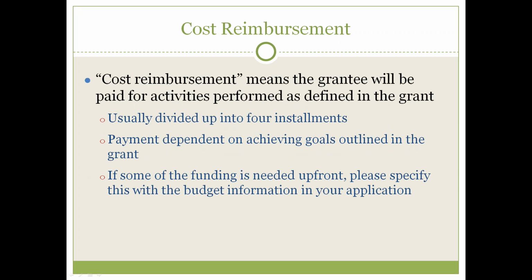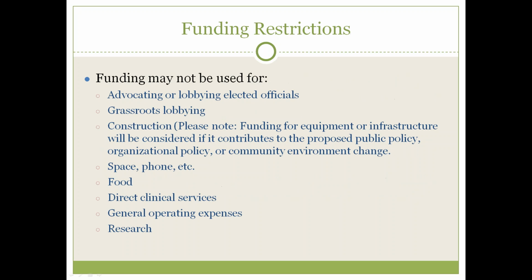These grants run on a cost reimbursement process. So cost reimbursement means that the grantee will be paid for activities performed as defined in the grant. So they're usually divided up into 4 installments, 1 per quarter of the fiscal year, and the payment is dependent on achieving goals outlined in the grant. So if you are awarded the grant, you will invoice the Utah Cancer Control Program outlining the activities that you've completed, and then we will reimburse you for those activities. But if some of the funding is needed up front, just specify that with the budget information in your application, and there are exceptions that are allowed for that.